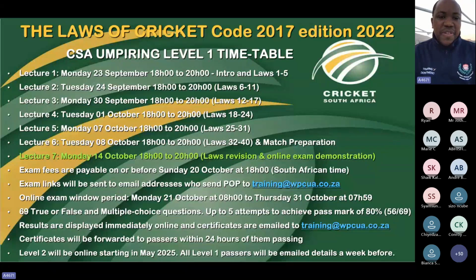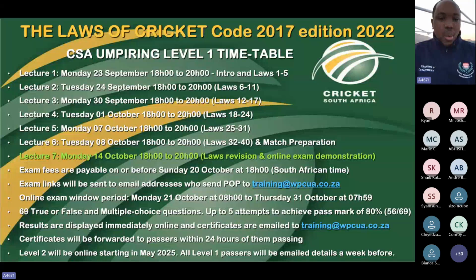The fees then would be 500 South African rands. The deadline to pay exam fees is Sunday, the 20th of October at 6 p.m. South African time. Exam link emails will only be sent to those email addresses who have sent their proof of payment to training@wpcua.co.za. Please note that I do not have access to the Western Province Cricket Umpires Association bank account, so I cannot check who has paid and who has not. The only way that I will know that you have paid is if you send a proof of payment to the email address training@wpcua.co.za.